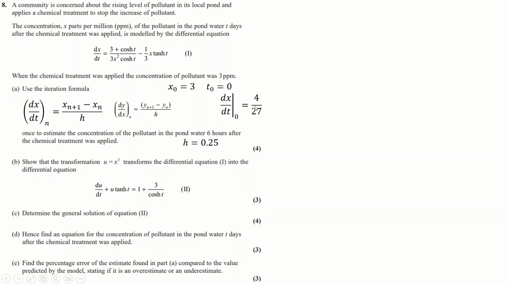What the formula book says is that it's almost always more useful to use this. This just comes from substituting these 2 values into here. So we get 3 plus cosh of 0. Cosh of 0 is 1. That makes 4 over 3 times 3 squared, which is 27. Cosh of 0 is again 1, so that's just 27. And then tan of t is 0 at 0, so this just goes away, and we get 4 over 27 into there.